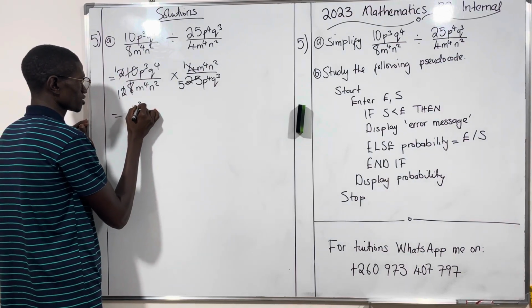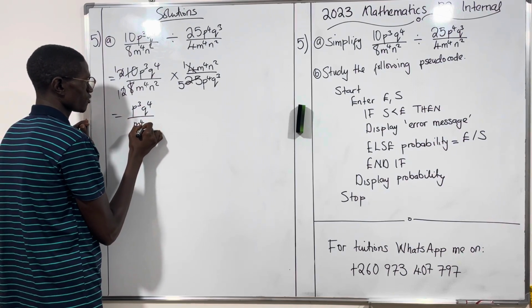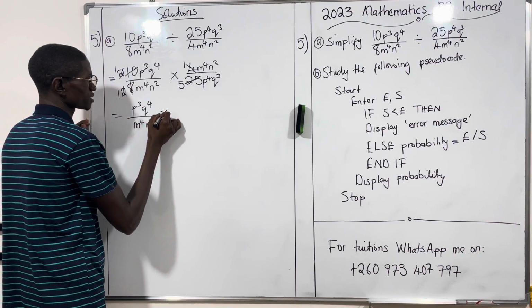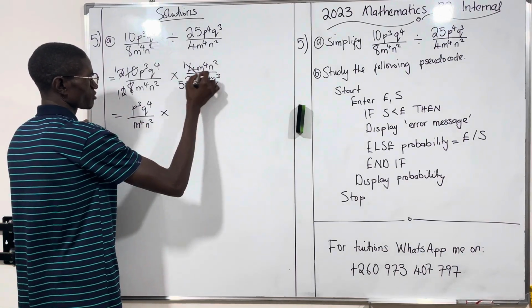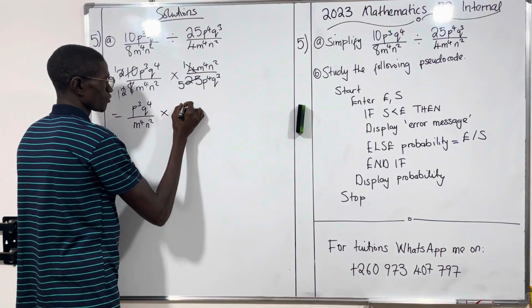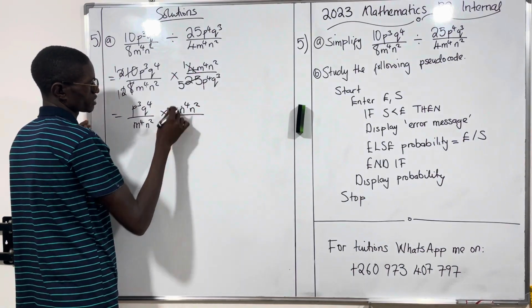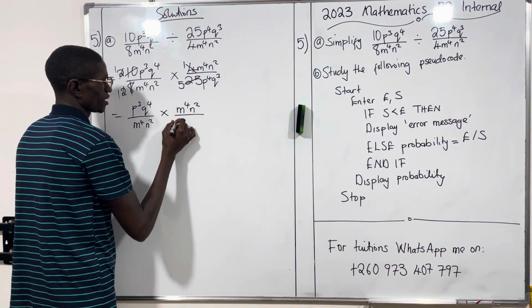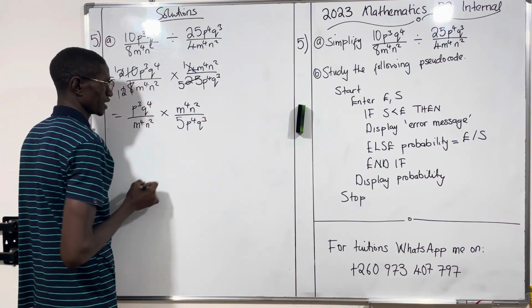So we have p cubed to the power 4 over m to the power 4 n squared times, this side we have 1 over 5 for the numbers. Since we have variables, there's no need for us to indicate the 1, because when the coefficient of a variable is 1, we do not write it. And down here we have 5p to the power 4 q cubed, like that.